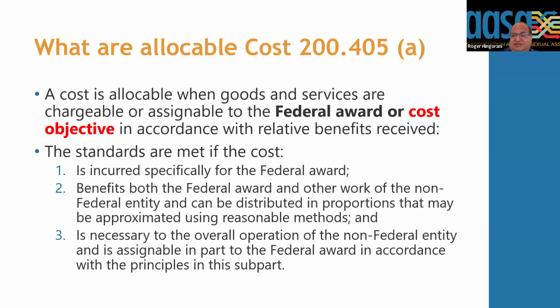It is necessary to the overall operation of the non-federal entity and is assignable in part to the federal award in accordance with the principles of that subpart. Is the cost meeting the program objective, the intent and purpose of the program? If it is not, then it's not allocable to the cost. Just because you are spending the money on a certain thing doesn't mean it is allocable. If it's not meeting the objective, not meeting the intent of the program, then you cannot really allocate the cost to the program.